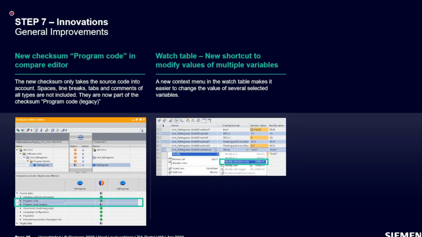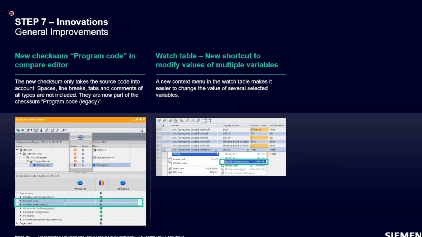To differentiate whether the actual program has been changed or only a comment or some space has been added, a different checksum has been introduced, which is the program code legacy. If you really made a code change, it will be reflected in the program code checksum; if only spaces or comments were changed, then the legacy checksum will reflect it. This is one of the main innovations, which allows the user to tell whether actual changes have happened in the program or not.